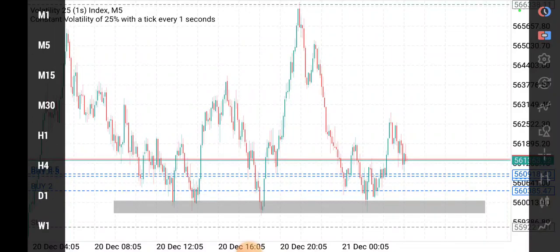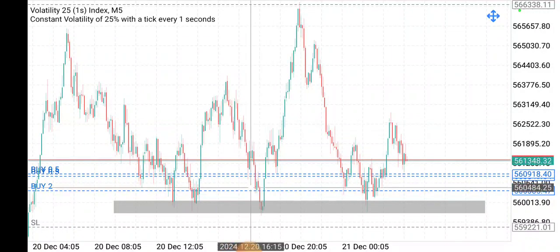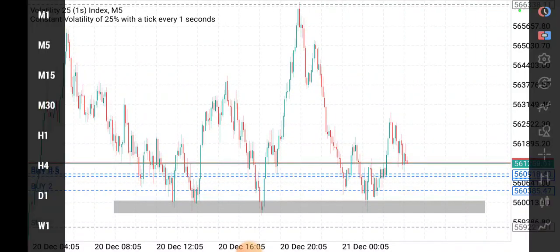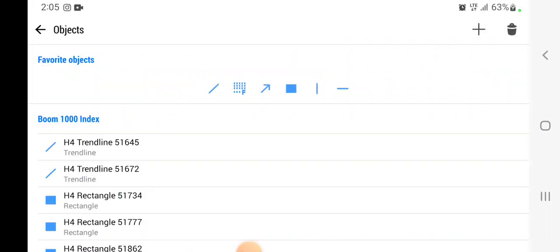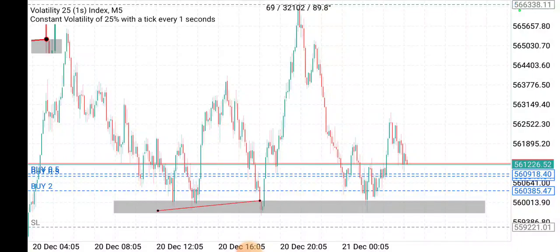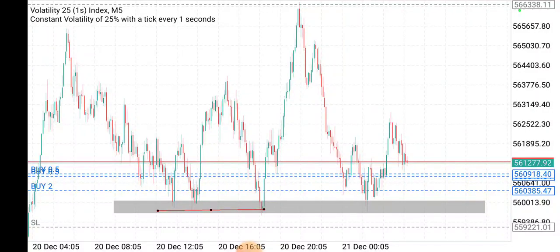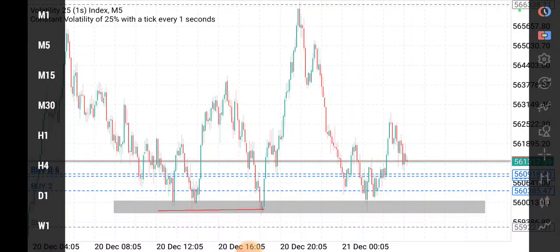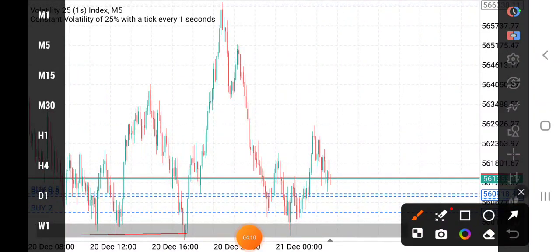What is a valid liquidity sweep? A liquidity sweep is this, right? Okay, sorry, let me do this. This is a liquidity sweep right here, a valid liquidity sweep right here. What makes this a valid liquidity sweep? A liquidity sweep is only valid if it sweeps over a valid order block.